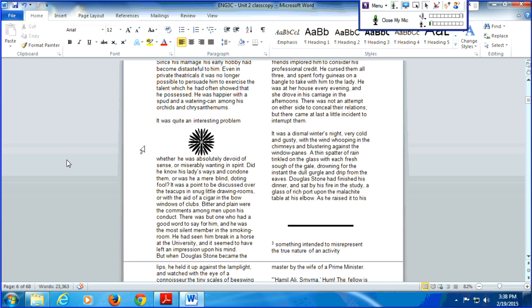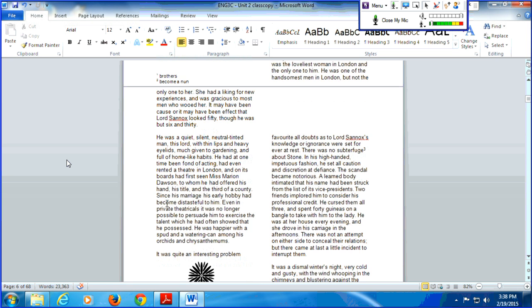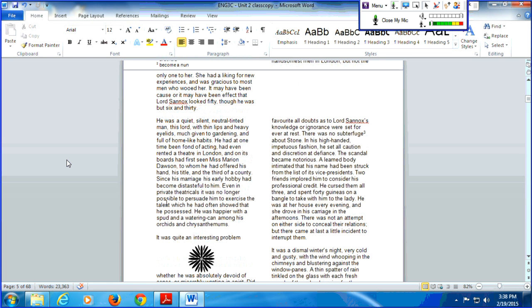There was one who had a good word to say for him, and he was the most silent member of the smoking room. He had seen him break in a horse at the university, and seemed to have left the impression upon his mind. But when Douglas Stone became the favorite, all doubts as to Lord Sannox's knowledge or ignorance were set forever. There's no subterfuge about Stone.